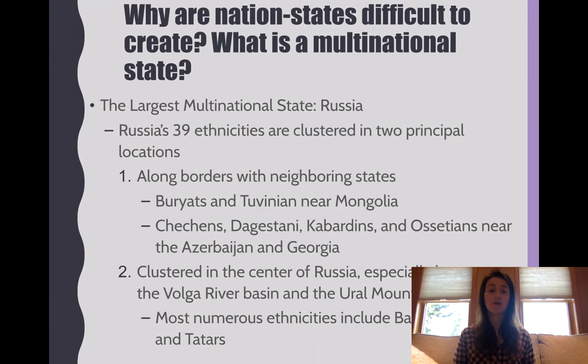Our largest multinational state actually in the world, here's another example, is Russia. Russia has over 39 different ethnicities, not including the people who emigrate to Russia in 2 locations. Really along the bordering states, Buryats and the Tuvinians near Mongolia. Then you have the Chechens, the Dagestani, the Kabardins, Oshins near Azerbaijan and Georgia. And then you have even more people, right? The Bashkirs, the Chuvash, and the Tatars in Russia. And so if you look at Russia, this multinational state, there's different ethnicities, very ancient ethnicities that live within Russia. And that's what makes it a multinational state.